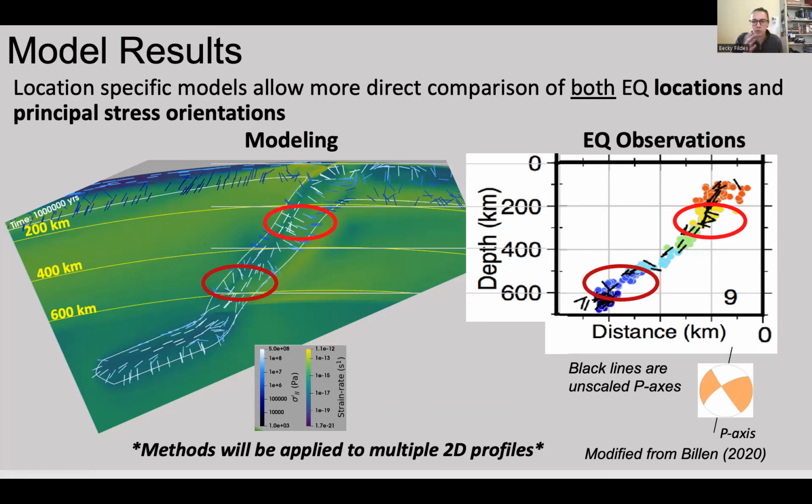This is the sort of comparison we'll do more thoroughly for multiple profiles within this subduction zone, as well as investigating some other subduction zones with different earthquake activity, ages, velocities, and different characteristics, for a more thorough investigation.